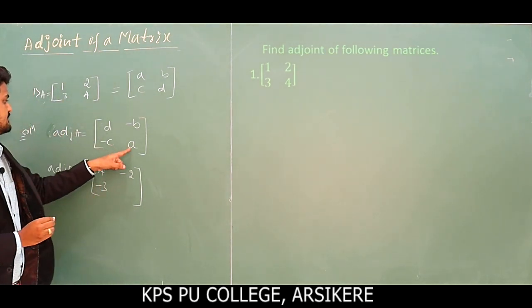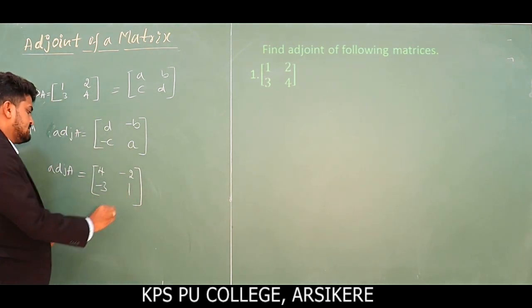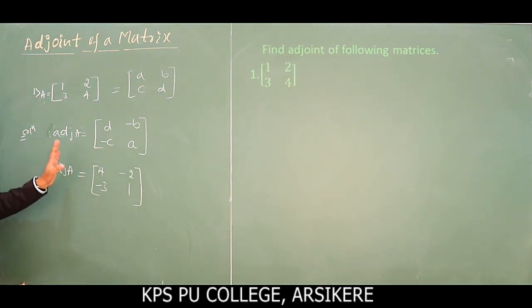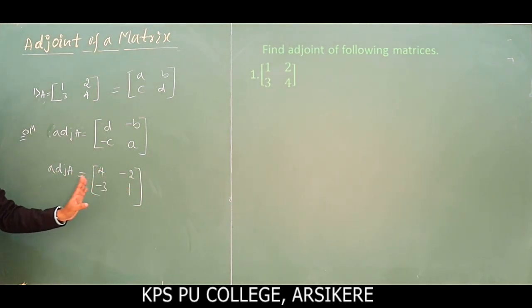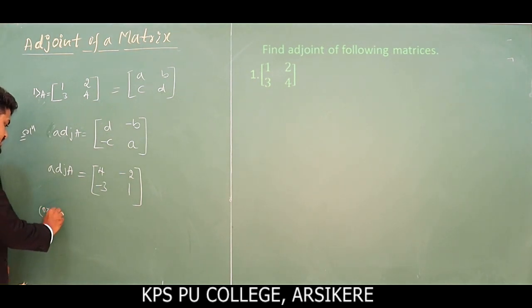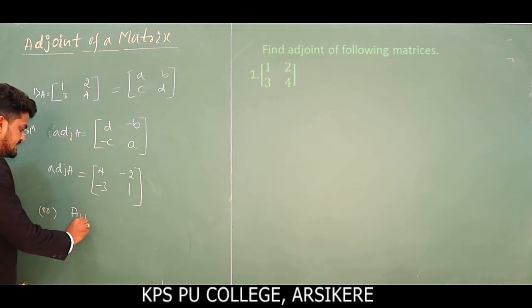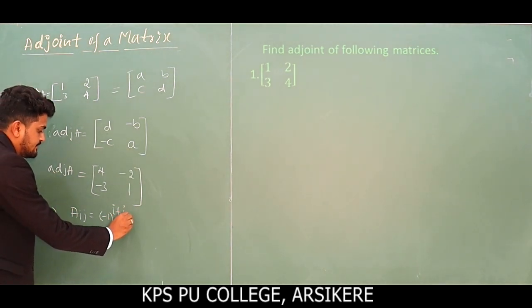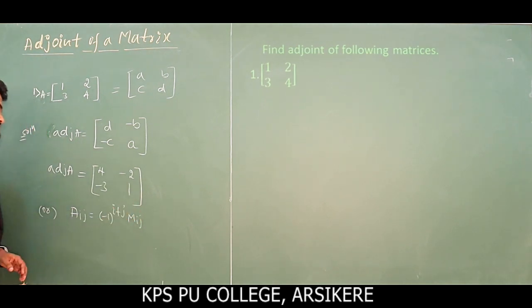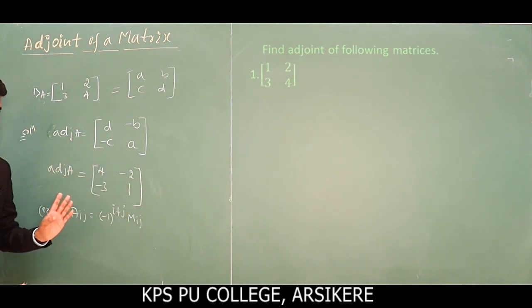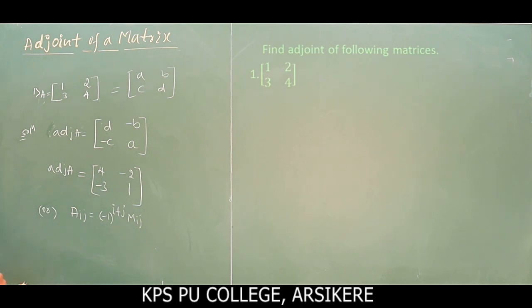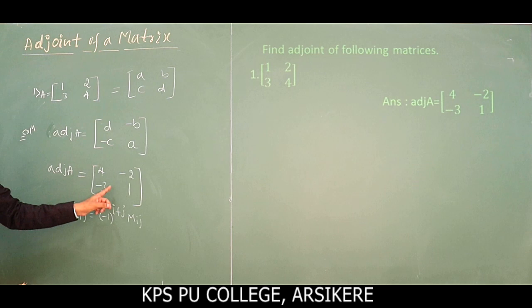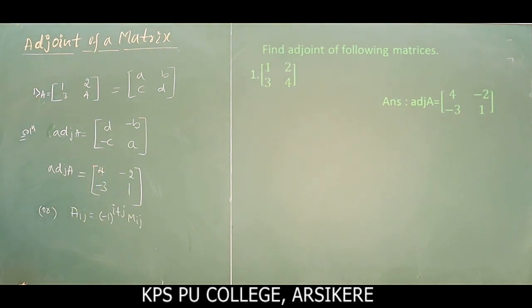Minus 3, in place of A 1. This is the value of adjoint of the given matrix. So adjoint A is equal to [4, minus 2; minus 3, 1], or by using the formula Aij is equal to minus 1 to the power of i plus j into Mij, we can get the same answer. Okay, answer: matrix adjoint A is equal to [4, minus 2; minus 3, 1]. Right, first.